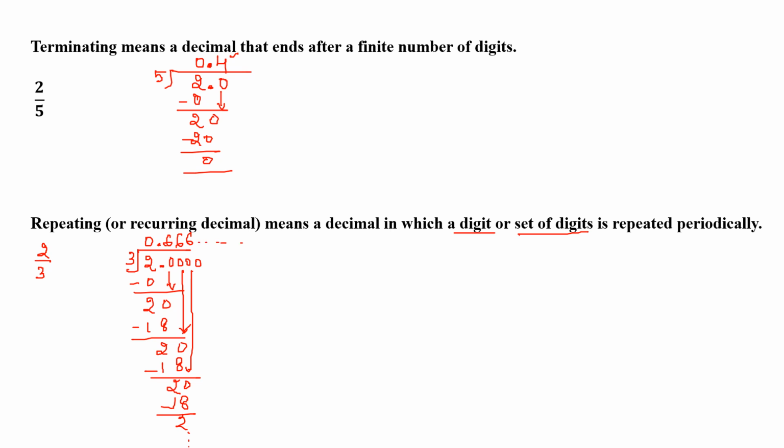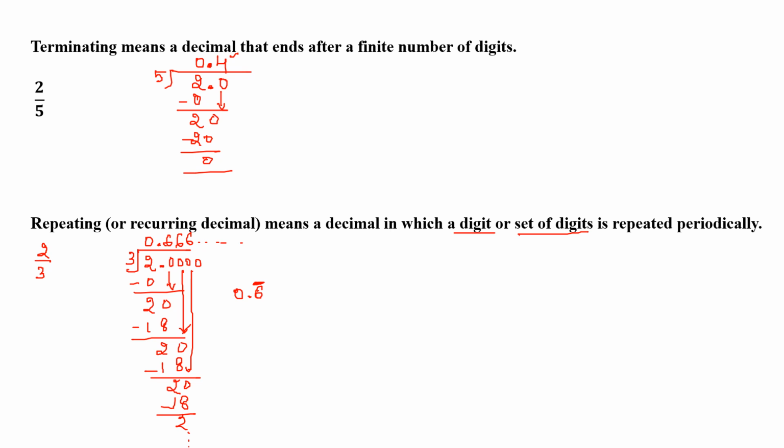Okay, and it is recurring also. The same digit 6 is coming again and again. So this is the meaning of non-terminating, repeating, or recurring decimal. And such a number is represented like 0.6, and on top of the 6 I have to put a bar, which tells that this 6 keeps on occurring. Okay, so here only one digit is occurring.